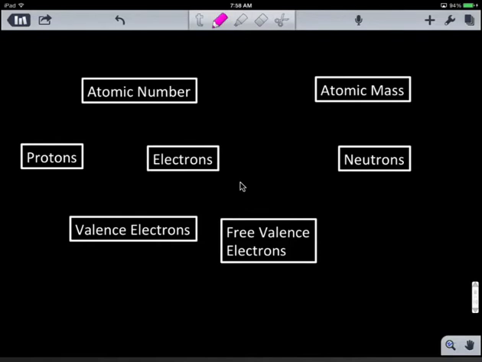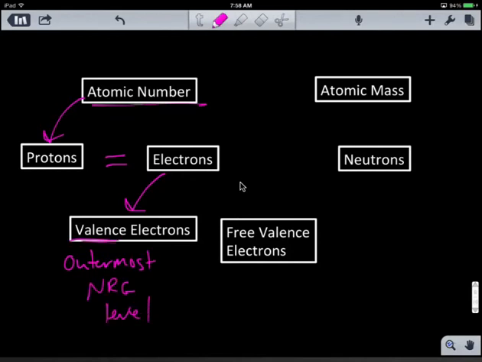All right. So let's go ahead and fill out our flow diagram. So the atomic number, that's the smaller of the two numbers, it's going to tell me the number of protons. Protons have to equal electrons for any element. Okay? If they do not equal, they become ions. When we look at electrons, there are electrons in the outermost energy level. And we call those valence electrons. Sometimes in the outermost energy level, some of those electrons become unpaired, and they become known as free valence electrons. So we're going to put unpaired. This is just a little review.